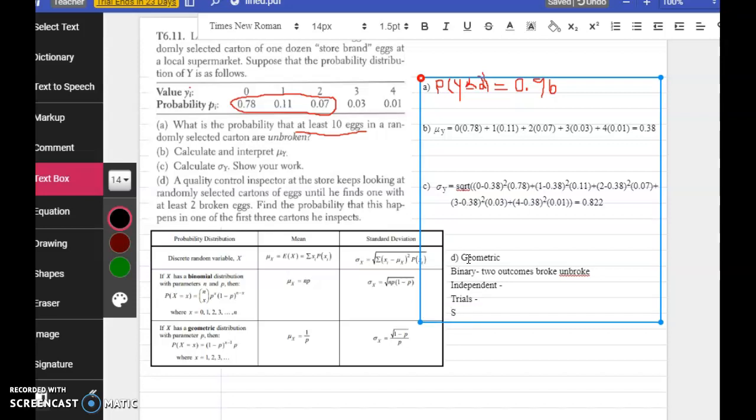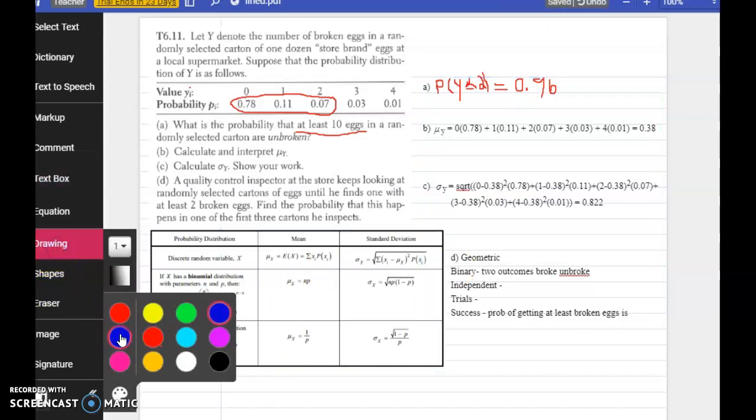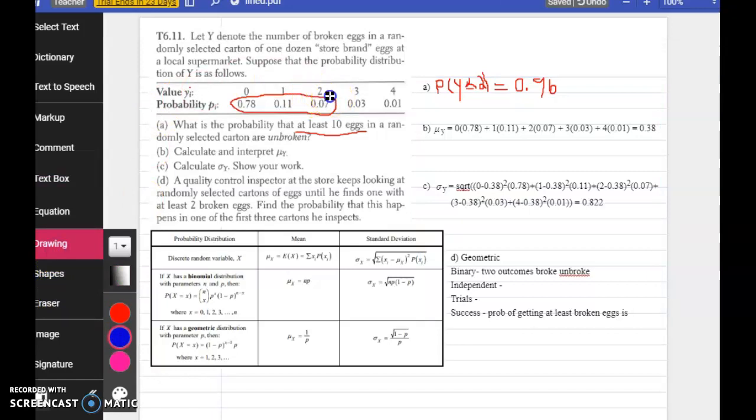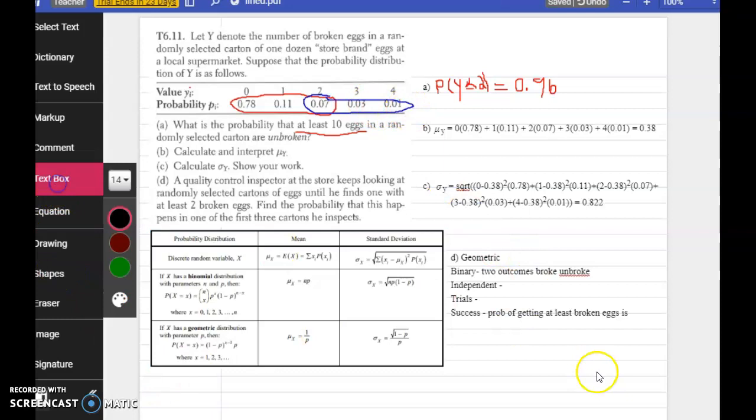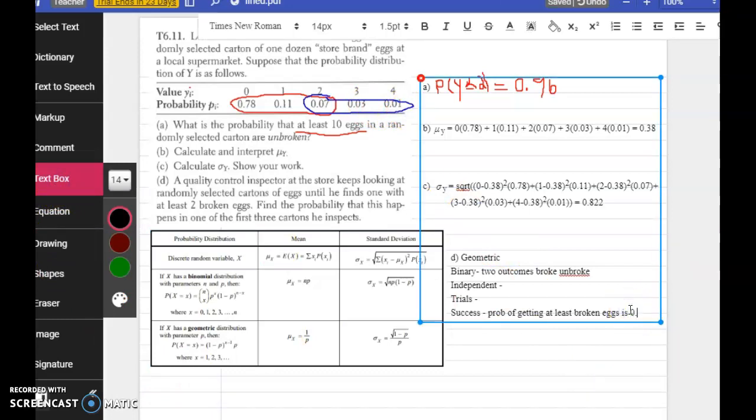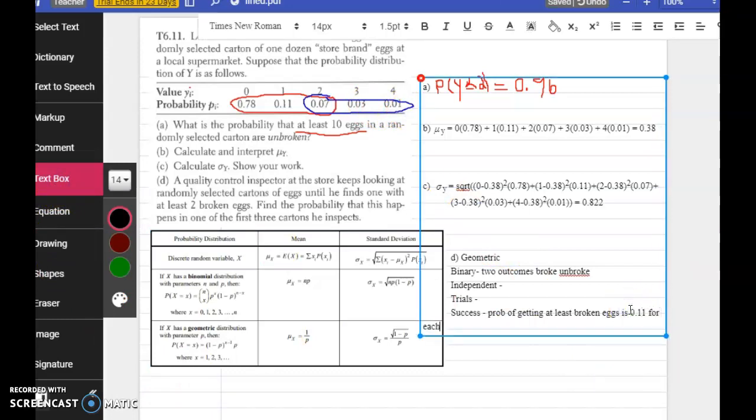And then last, success. I will write this one out. The probability of success here, at least 2 broken eggs, we have to calculate that. So I go back to my table up here. So at least 2 broken eggs is 2 or more. So I would add these probabilities. So 0.07 plus 0.03 plus 0.01. That means that probability, when I add those, is 0.11 for each carton.